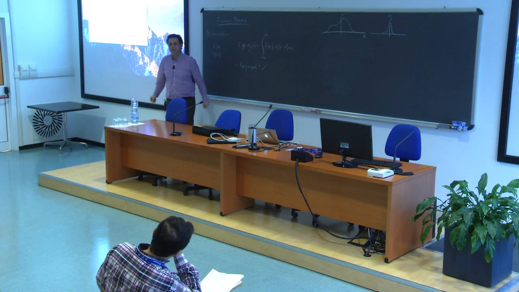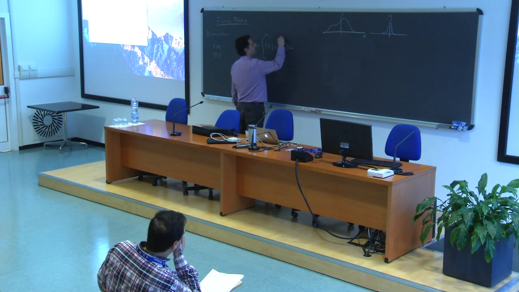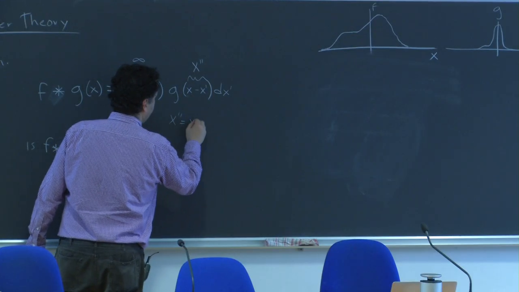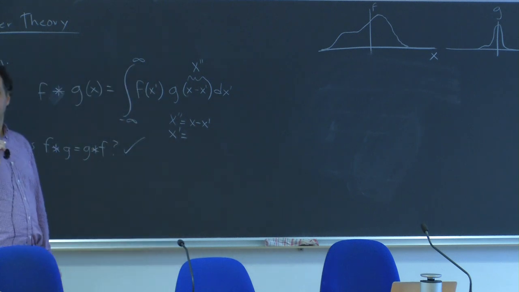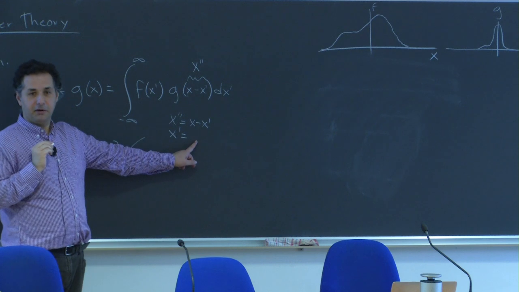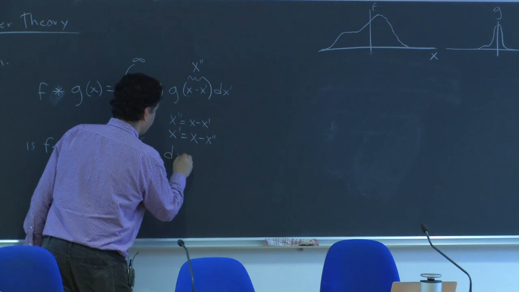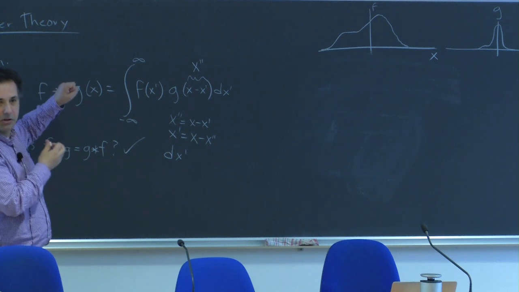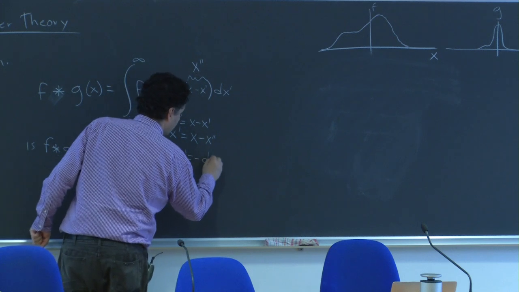How would I prove this? Remember this thing called change of variables? So I'm going to define this as some x double prime. So x double prime is x minus x prime. So x prime is what? If I solve for x prime here, x minus x double prime. And if I want to change the variable, dx prime is what? x is fixed because it's an external variable. It's not changing with the integral. So minus dx double prime.